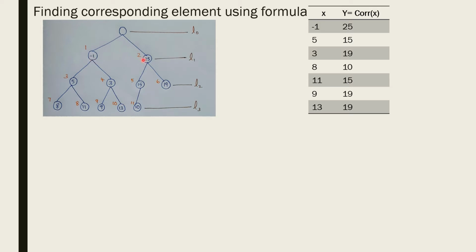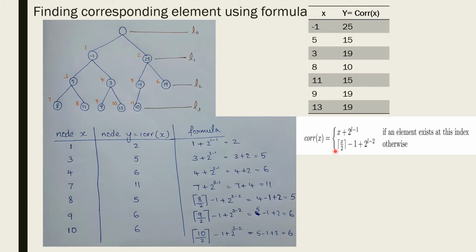So this is the first node, second, third, fourth, fifth, sixth, 7th, 8th, 9th, 10th and 11th node. That's the last node. Now I've just added that corresponding element table over here. This is the formula for finding the corresponding element of a particular node. So -1's corresponding element is 25. I've already shown it to you, so let's see it using the formula. -1 is in node 1 and 25 is in node 2. So node 1's corresponding element is in node 2.